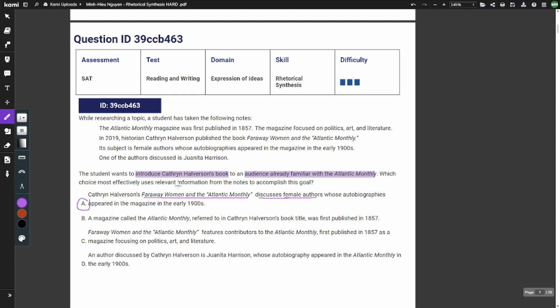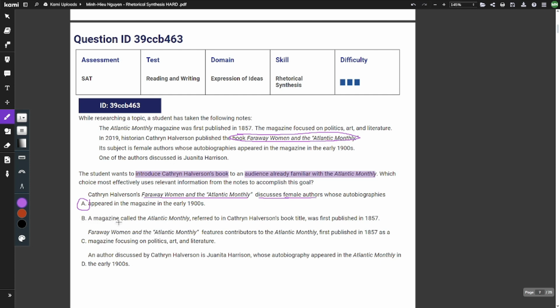Now the thing is, in this case, you might not know that The Faraway Woman and Atlantic Monthly is Catherine Howerson's book. So in these cases, you can go back to these bullet points and find out right here, her book is named, well, The Faraway Woman and the Atlantic Monthly. So sometimes you can go back to the bullet points for reference, but most of the times you want to skip them so you can save yourself some time on the SAT. Anyways, let's go through the other answer choices.